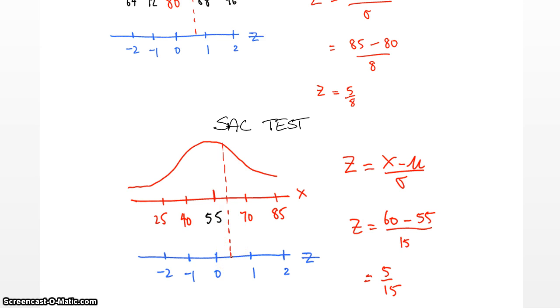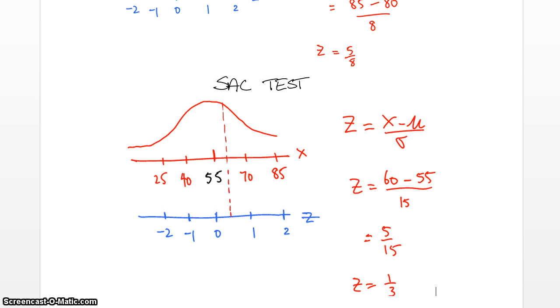So X minus the mean over the standard deviation, I end up getting 60 minus 55 over 15. I end up getting 5 out of 15, which ends up being 1/3. So as you can see, for the SAC test, I got a third of a standard deviation away from the mean, but for the SAC task, I got 5/8 of a standard deviation away from the mean. So for this one, I actually beat more people than I did for this one. And I could find out how many people I beat if I calculated this on my calculator, and I probably will do that actually.